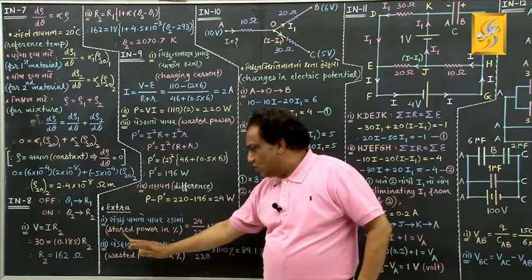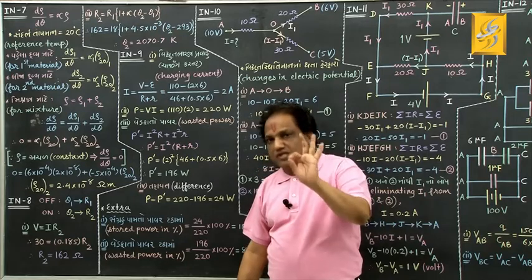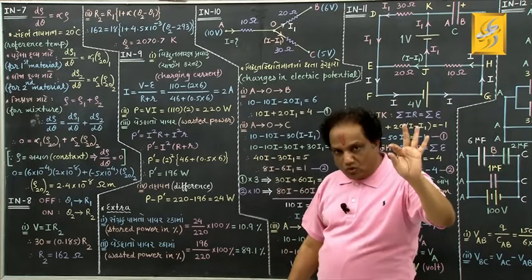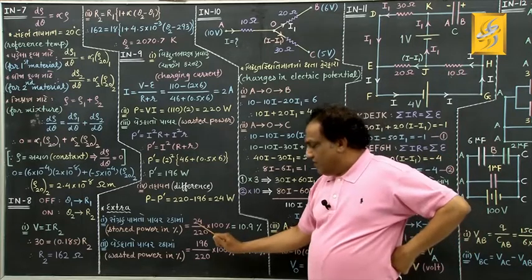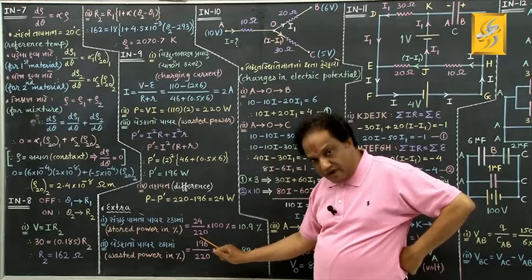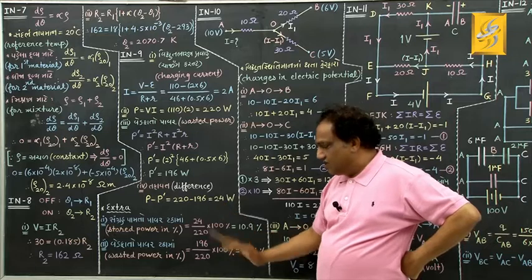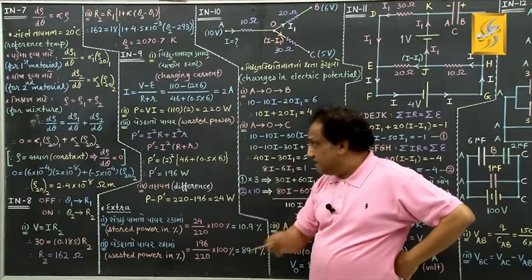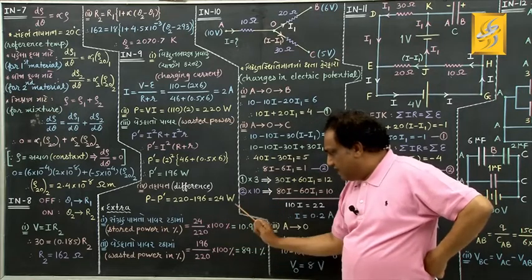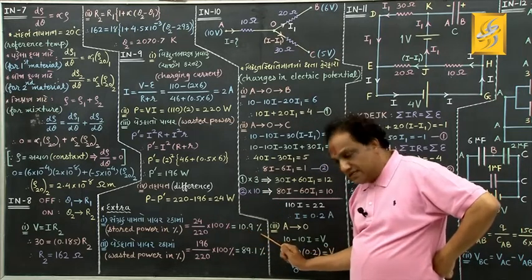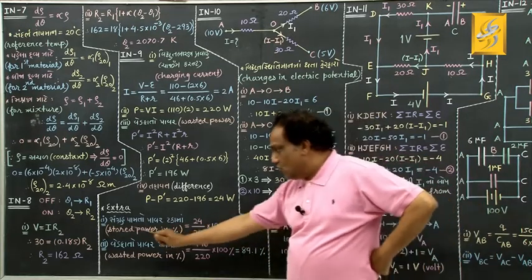Suppose they ask stored power in percentage. How much power is stored in percentage? If you want to find out, just use this formula. Power stored divided by total power spent multiplied by 100%. Simple. What is the power stored? It is 24 watt divided by total power spent, which is 220 watt, multiplied by 100%. Okay? And this comes out to be 10.9%. That is, 10.9% of total power spent is getting stored.